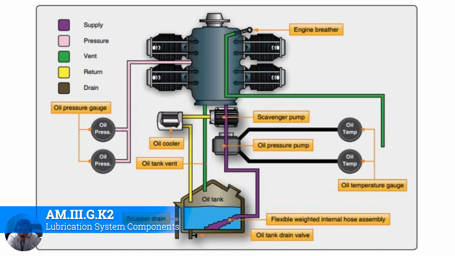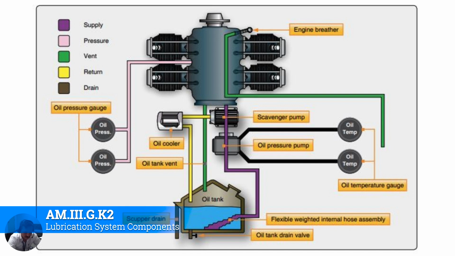You have a flexible weighted internal hose assembly. This is a certain type of system we're going to divide out, but essentially you'll have another oil tank somewhere else, and you need a hose that takes oil in or out. You don't want it to get above the oil line, so you always want to weight it so it falls to the lowest point where all the rest of the fluid is going to be. You have your oil tank drain valve, which is pretty obvious, to drain the oil out of there. You have a scupper drain, which is another drain. We'll get into that in a little bit.